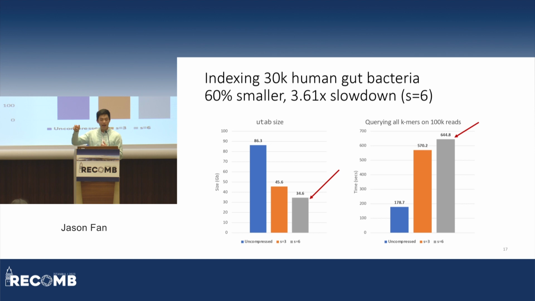And you can see s now is this knob we can turn when storing unitig occurrences that lets us trade off speed versus space. And when we set s equals to 3, we get this intermediate performance, as one would expect.